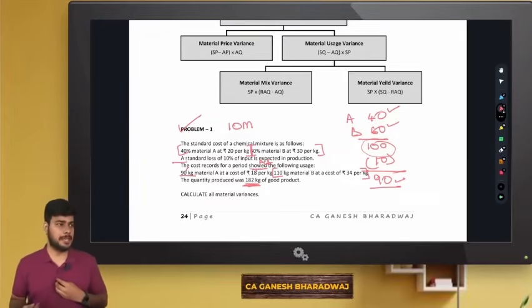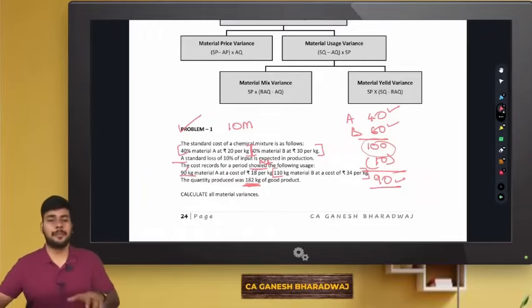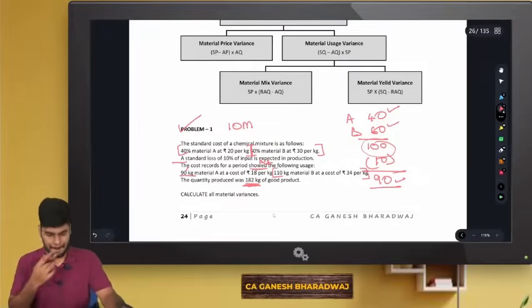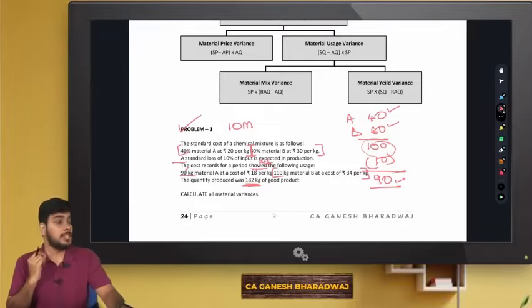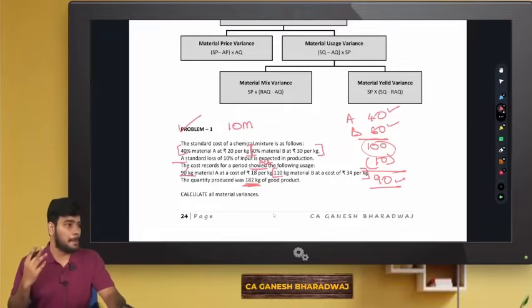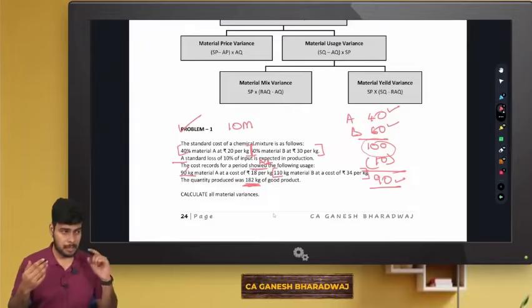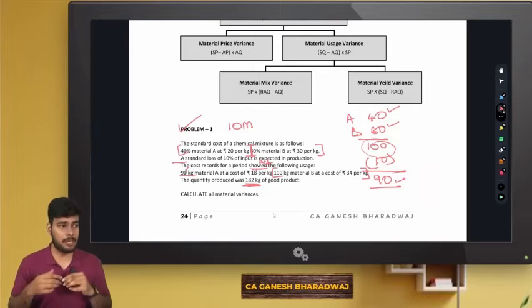Yes, guys, time's up. So now, what's the problem in this question? Can anyone tell me what's the problem in this question? Everything is given in percentage. Material is given in percentage, so what? So basically, your problem is how to compute standard quantity. Correct, that's what you're saying.